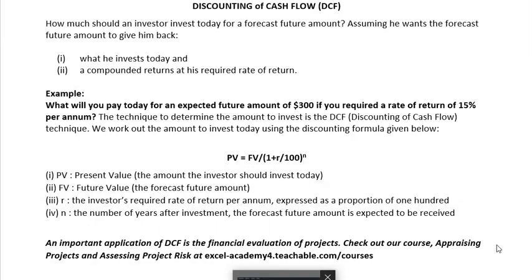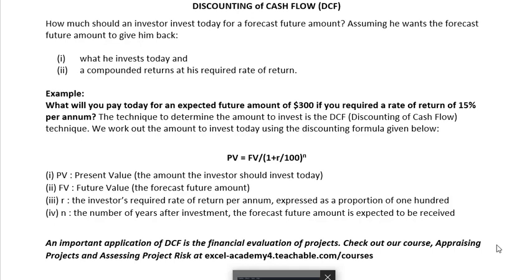Hi, the discounting of cash flow is a technique that is widely used in finance. It is used in deciding whether major corporate projects are undertaken, whether investment in shares and bonds are worth the price quoted. What is discounting of cash flow, which is also known as DCF in short? Discounting of cash flow is basically a way to determine how much you should invest today for an amount you expect to receive in the future.